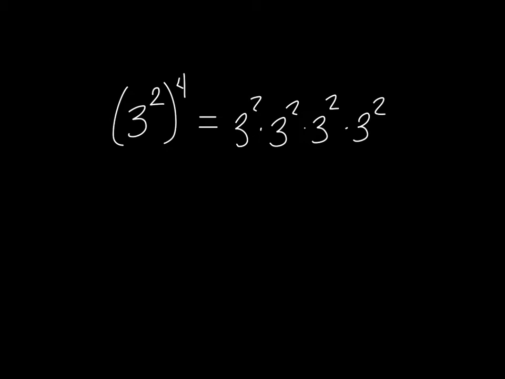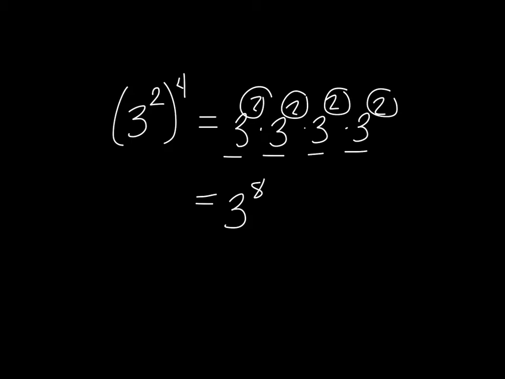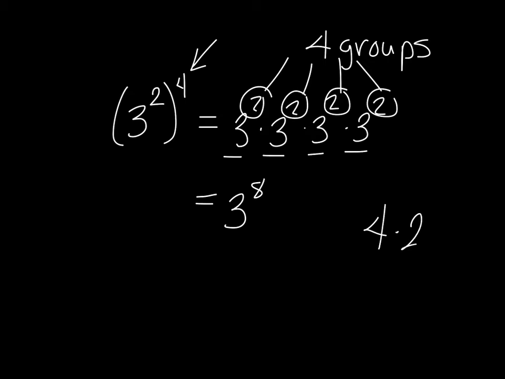And so what this is saying is I have 2 3's, and I have another 2 3's, and another 2 3's, and another 2 3's. So really, I have 3, 2, 4, 6, 8, 3 to the 8th power, right? Now I want you to notice, how many groups of 2 do I have? I have 4 groups, right, of 2. And that's no coincidence, because that told me I had 4 groups of 2. And if you remember, groups of means multiplication.